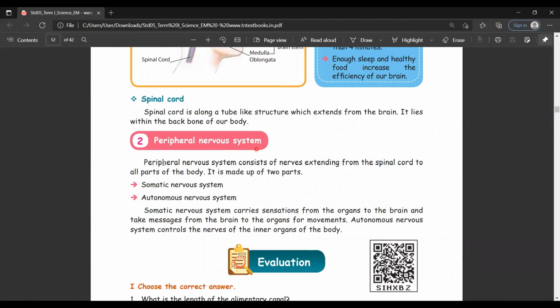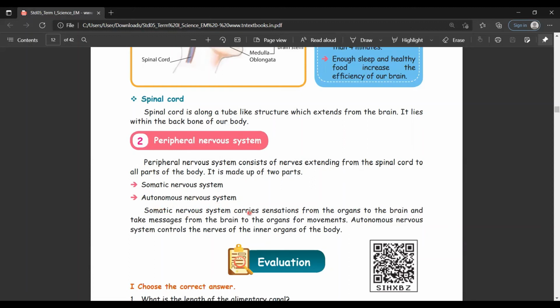Peripheral nervous system consists of nerves extending from the spinal cord to all parts of the body. It is made up of two parts. One is somatic nervous system. The other one is autonomous nervous system.